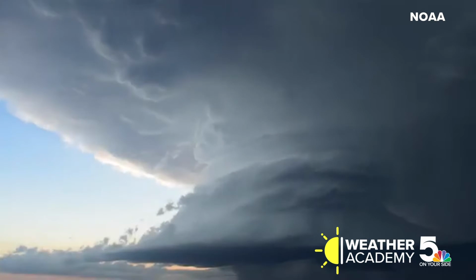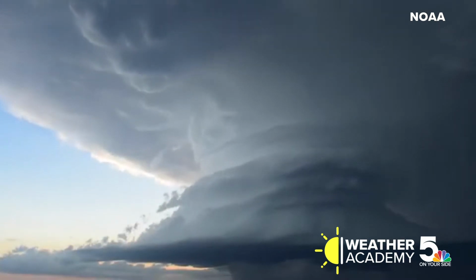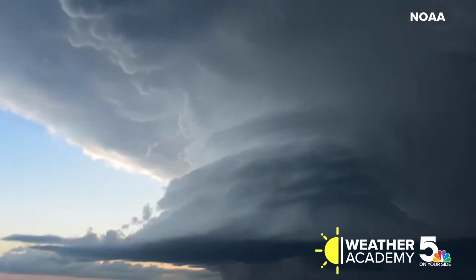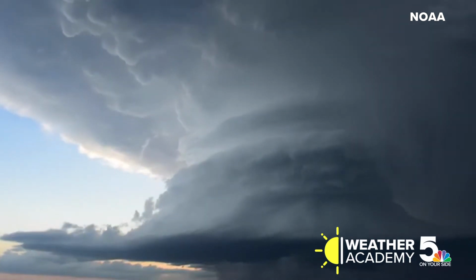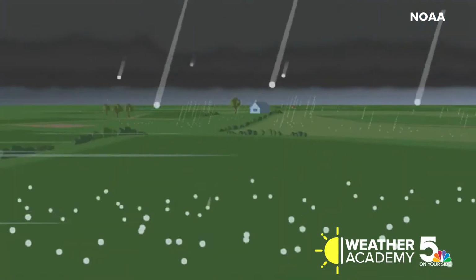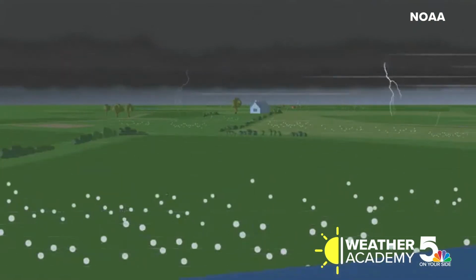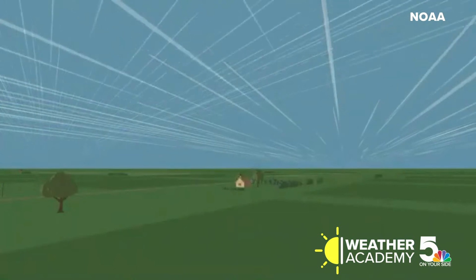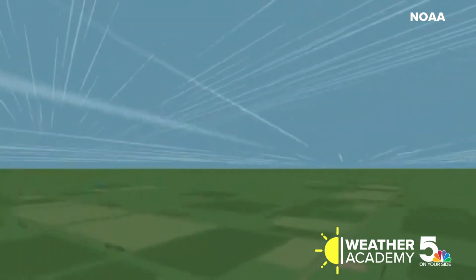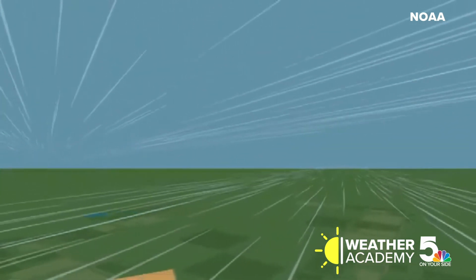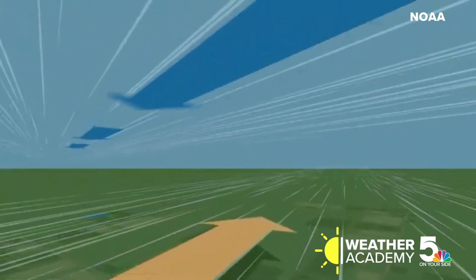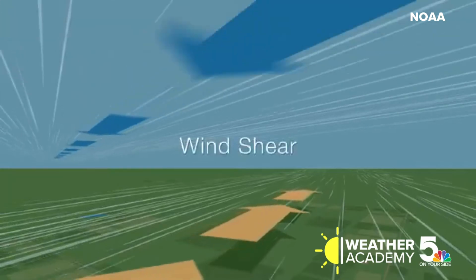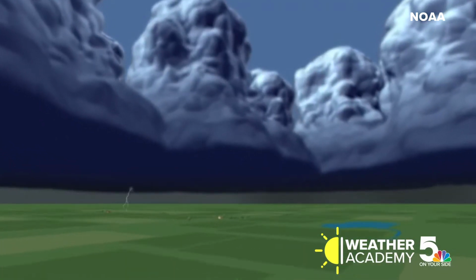Tornadoes usually begin with a thunderstorm, but not just any thunderstorm, a specific kind of rotating thunderstorm called a supercell. They can bring damaging hail, strong winds, lightning, and flash floods. Supercells form when air becomes very unstable and wind speed and direction are different at different altitudes. This condition is called wind shear. Wind shear is common in the formation of most thunderstorms.